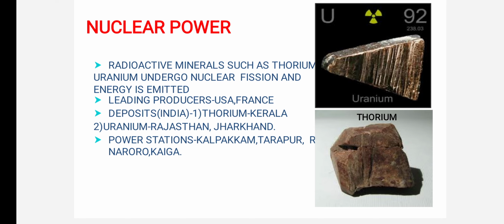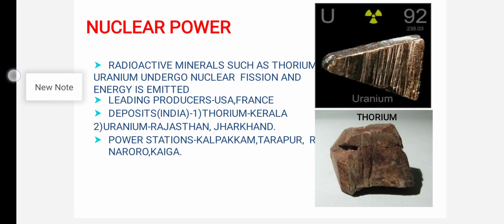Now let's talk about the nuclear power. Nuclear power is obtained from energy stored in the nuclei of atoms of naturally occurring radioactive elements like uranium and thorium. The uranium and thorium are the two raw materials which they use for generating nuclear power. So, this is the power which we obtain by bombarding the atoms of uranium and thorium. These fuels undergo nuclear fission in nuclear reactors and emit power.